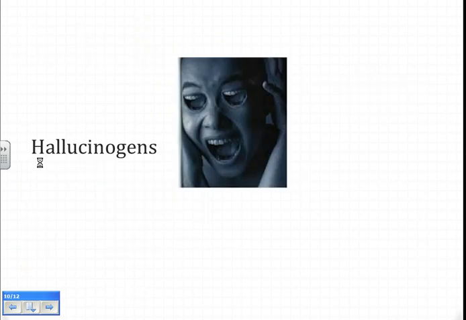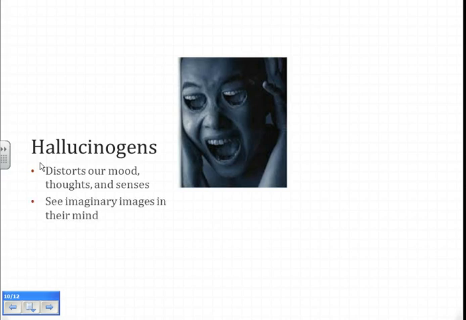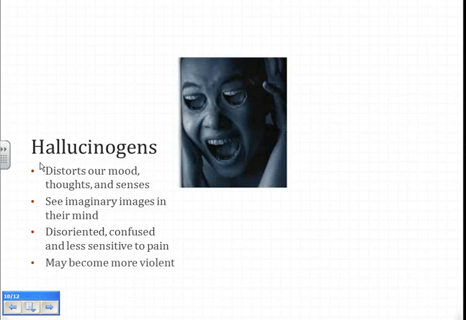Finally, we have hallucinogens. This is the drug classification that distorts our moods, thoughts, and senses. Oftentimes, users report seeing imaginary images in their mind, as you see in the picture. The user may become disoriented or confused and less sensitive to pain. They may also become more violent.